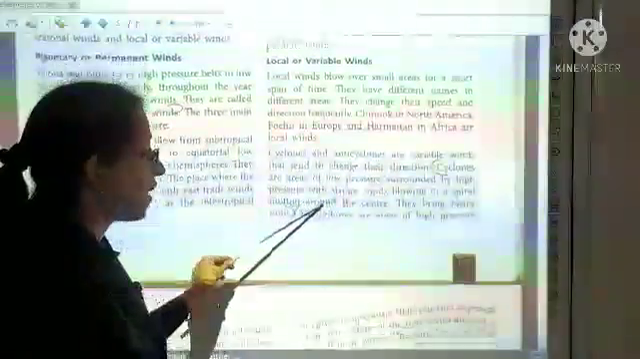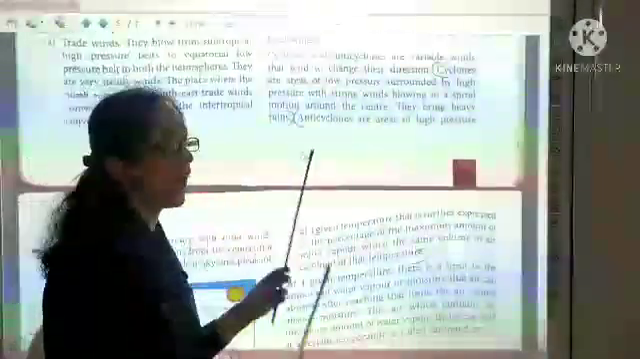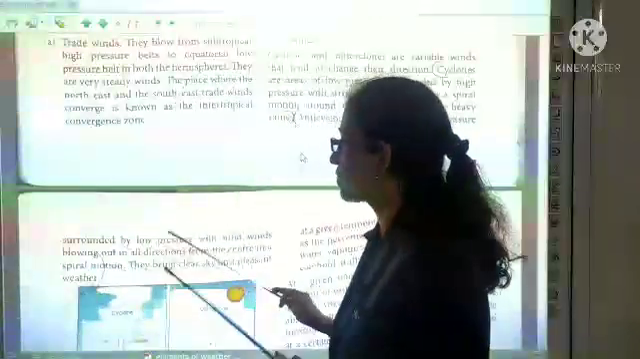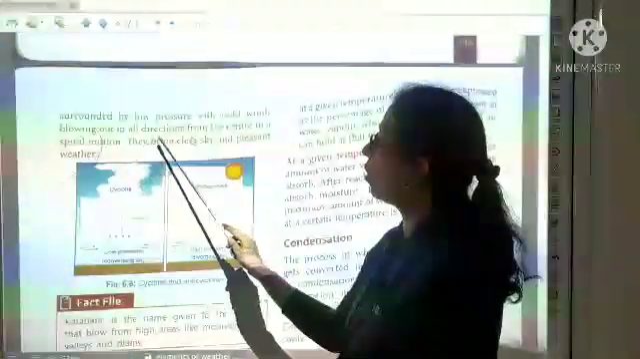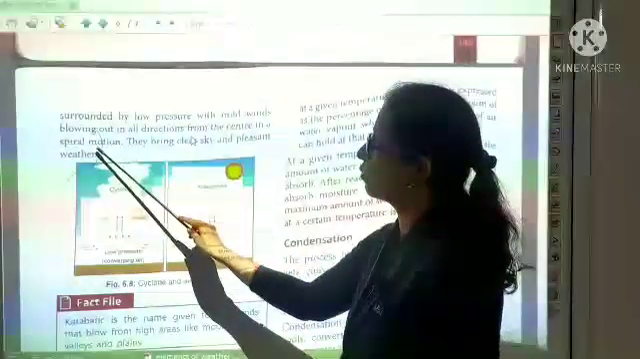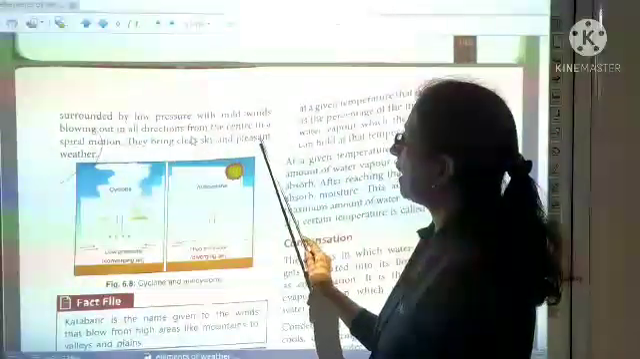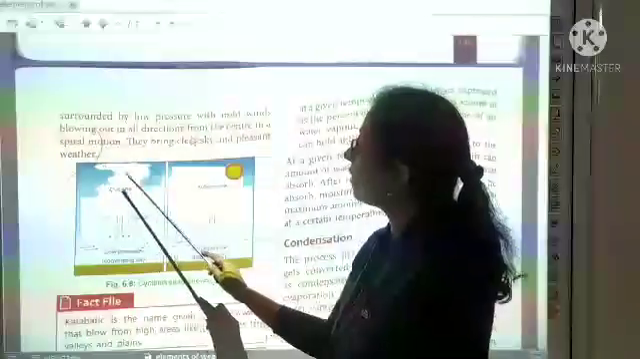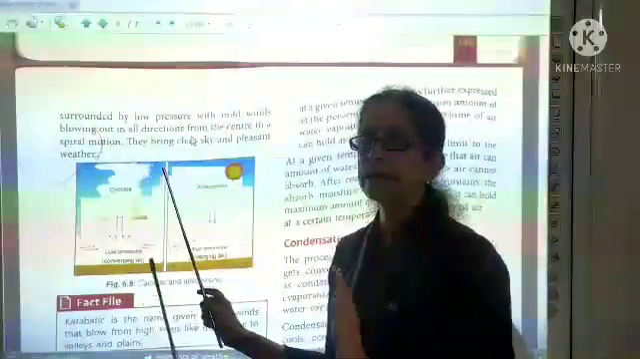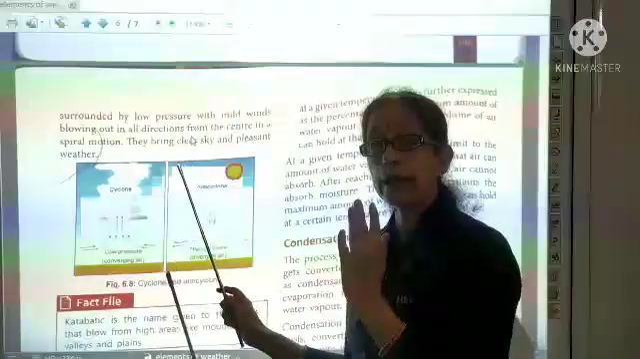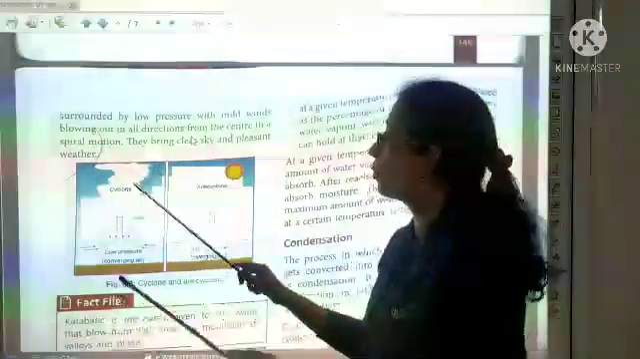Anticyclones are areas of high pressure. Anticyclones कहाँ होते हैं? High pressure areas में आपको anticyclones मिलेंगे. Surrounded by low pressure, with mild winds blowing out in all directions from the center in a spiral motion. They bring clear sky and pleasant weather. ये जो wind है वो आपको कैसा मौसम लाएंगे? Clear sky होता है और pleasant weather होता है इस टाइम पे anticyclones में. साइक्लोन में आपको रेन्स और बहुत स्टॉर्मी वेदर मिलेगा.